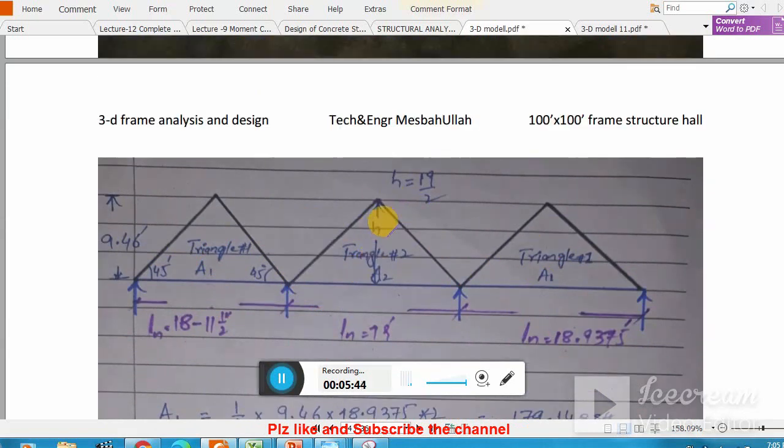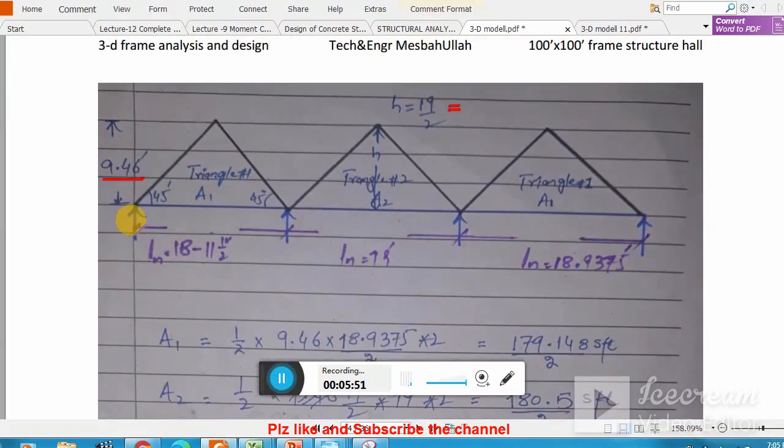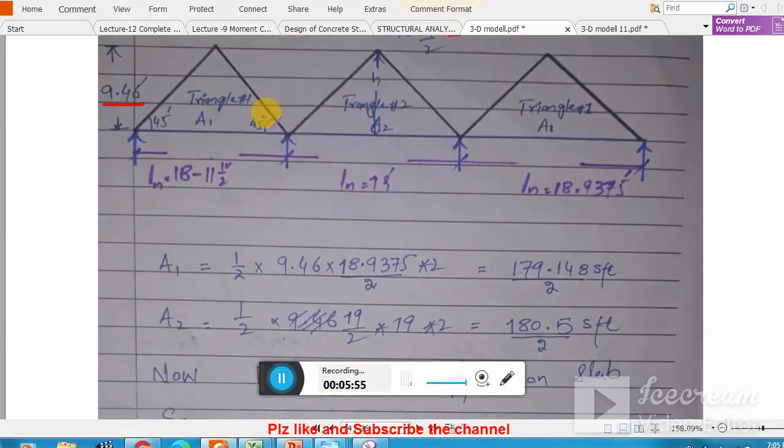Again, the height of this triangle is 19 divided by 2, which is close to 9.46, not a great difference. That is the span of each triangle you see. Now the area of triangle 1: this is basically the formula used for calculating the area of a right angle triangle.